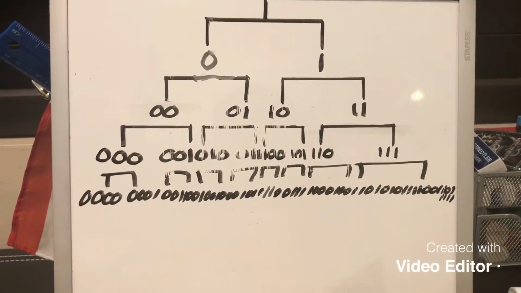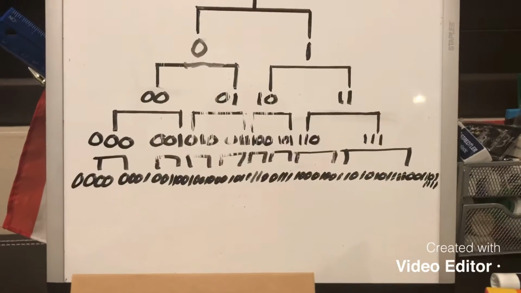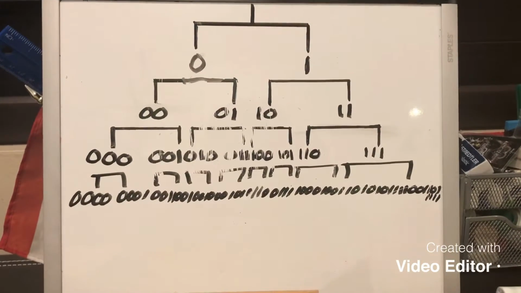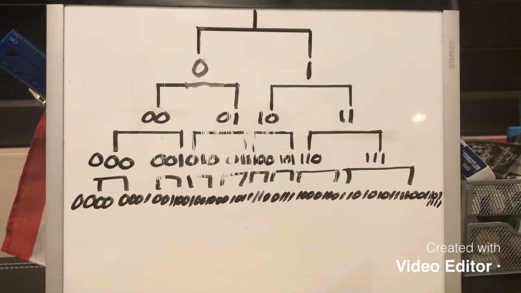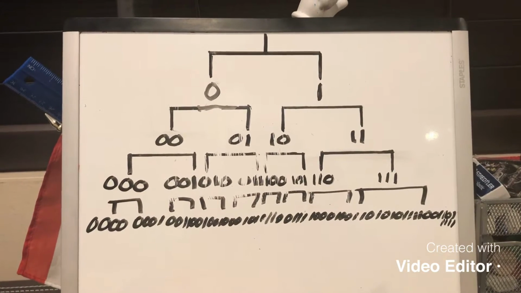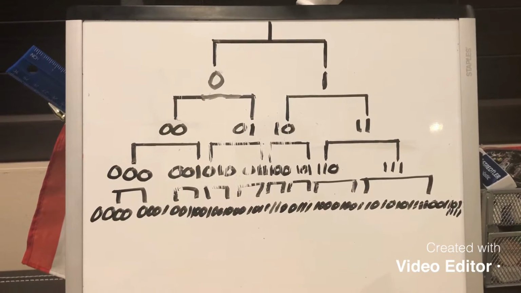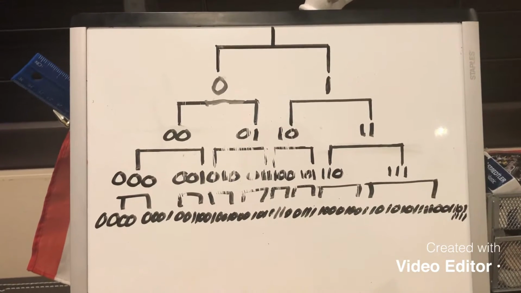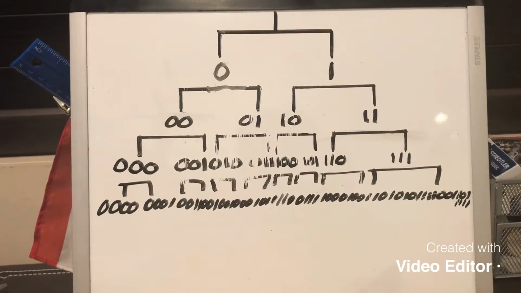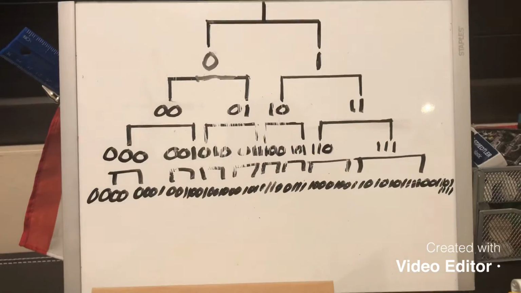So this is the second object I chose, which is a binary 0-1 result chart. It explains how multiverse theory works. Every time that the bracket breaks off, it explains a different potential outcome or option that Jason would have had, and it shows that with each individual one, a universe is created for it, and that after just a short amount of different options, it multiplies out to quite a large amount of different universes.